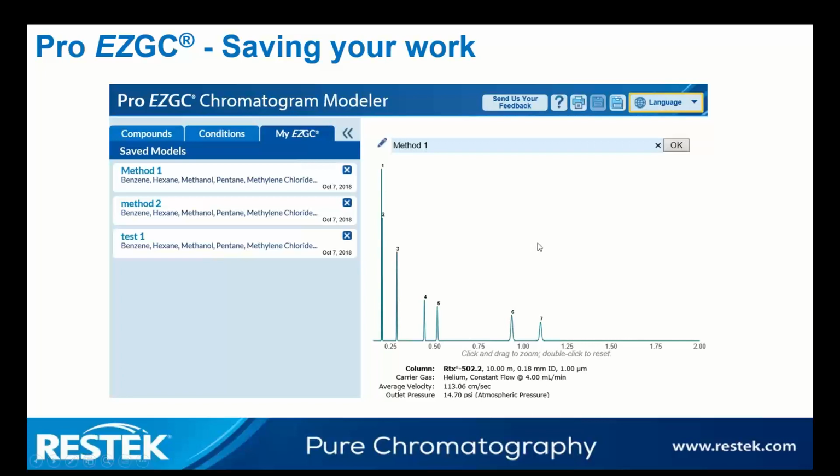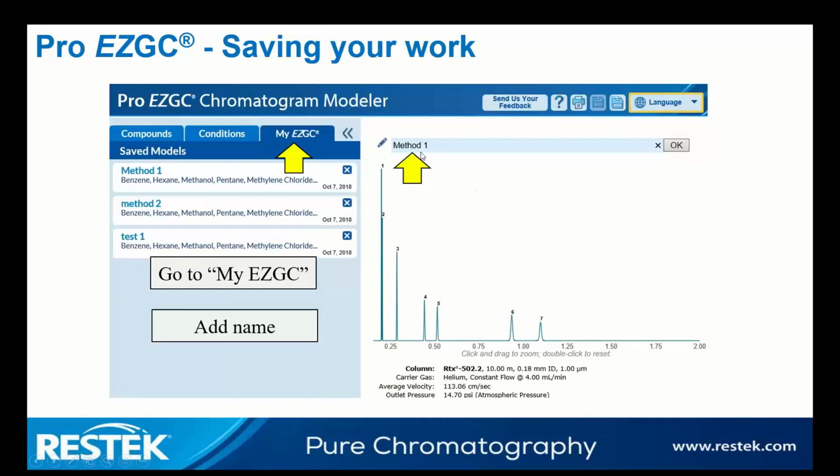Now if we want to go ahead and save our work, we can go into My EZGC, and I have literally hundreds of things saved in there. If you've called me and asked me to help you with modeling, I have it here. So if you want to add a compound, you can give me a call and I'll add it in. We click on My EZGC, and the first part is to name it. Once you've named it, you can click on the pen to activate this box.